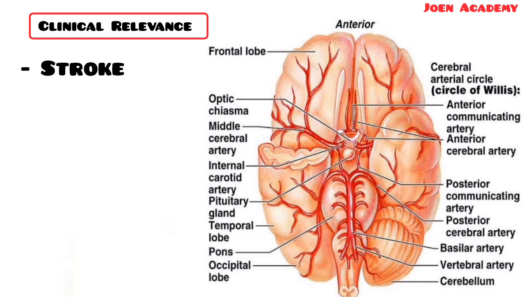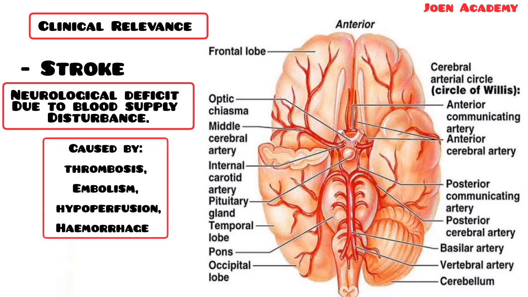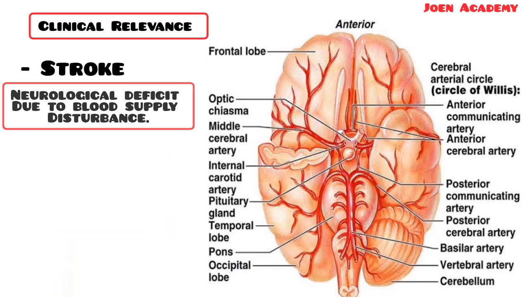The brain is extremely sensitive to oxygen starvation. A stroke is an acute development of neurological deficit due to disturbance in the blood supply to the brain. There are four main causes of this, and they include thrombosis, embolism, hypoperfusion, and hemorrhage.